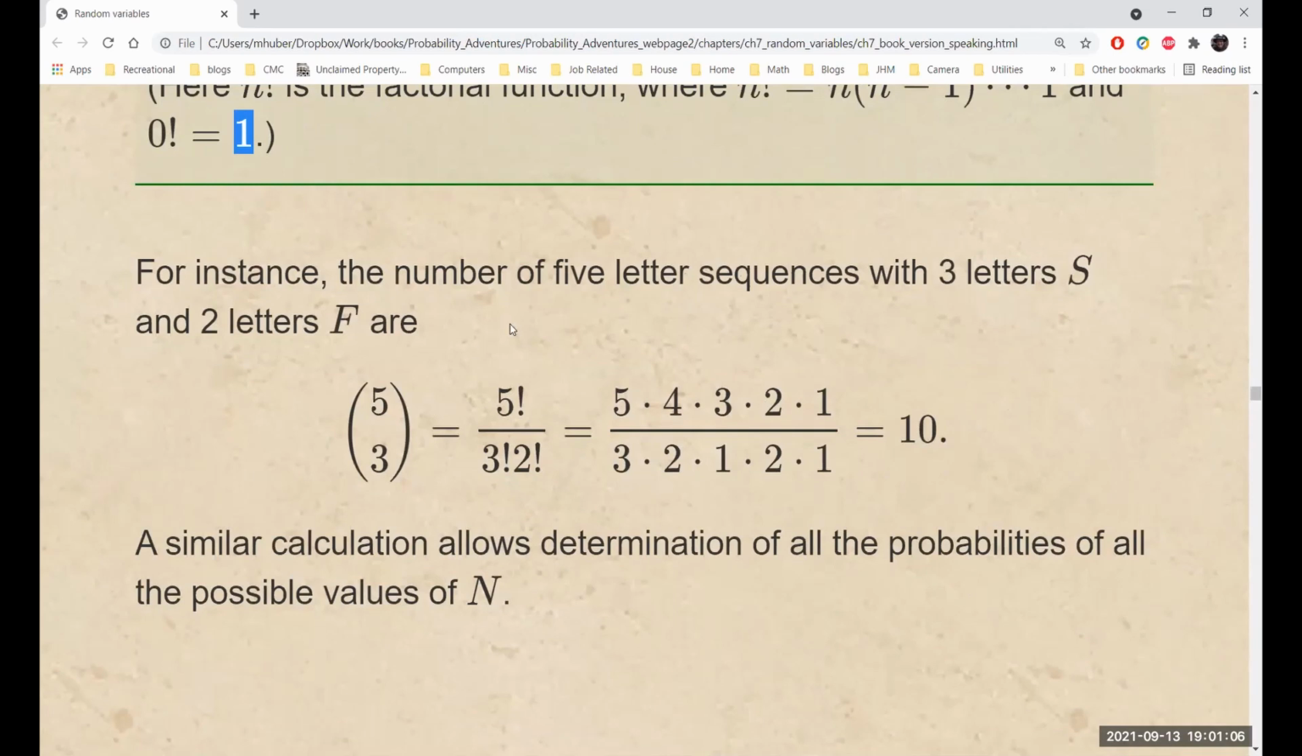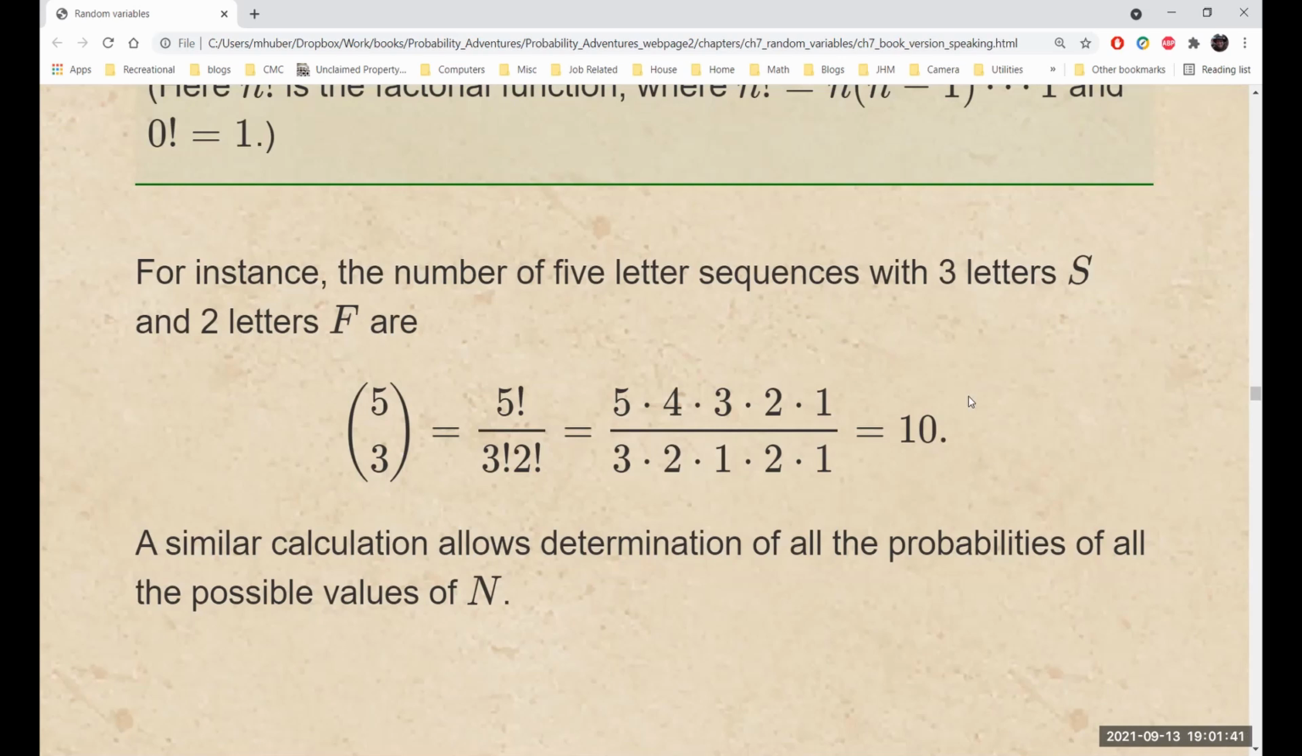So for instance, if I wanted the number of 5-letter sequences with 3 letters S and 2 letters F, that would be 5 choose 3. I'd have a 5 factorial in the numerator and a 3 factorial and 2 factorial in the denominator. That is 5 times 4 times 3 times 2 times 1 in the numerator, 3 times 2 times 1 in the denominator, and a 2 times 1 in the denominator. Canceling out as much as possible makes it easy to calculate that as 10.